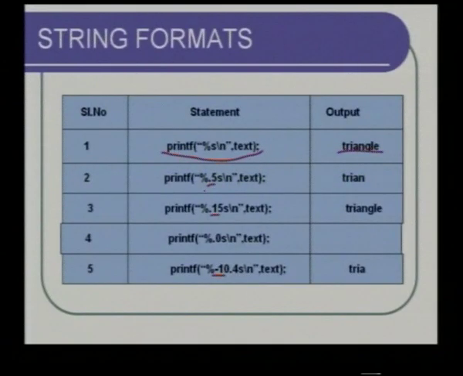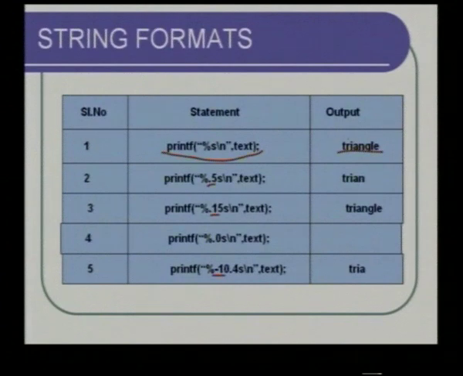So, in the second statement, I have printf %0.5s and I am printing this text. Point 5 in the sense it will take only the first 5 characters and display them. So, 1, 2, 3, 4, 5, out of this entire text only the first 5 are displayed over here.